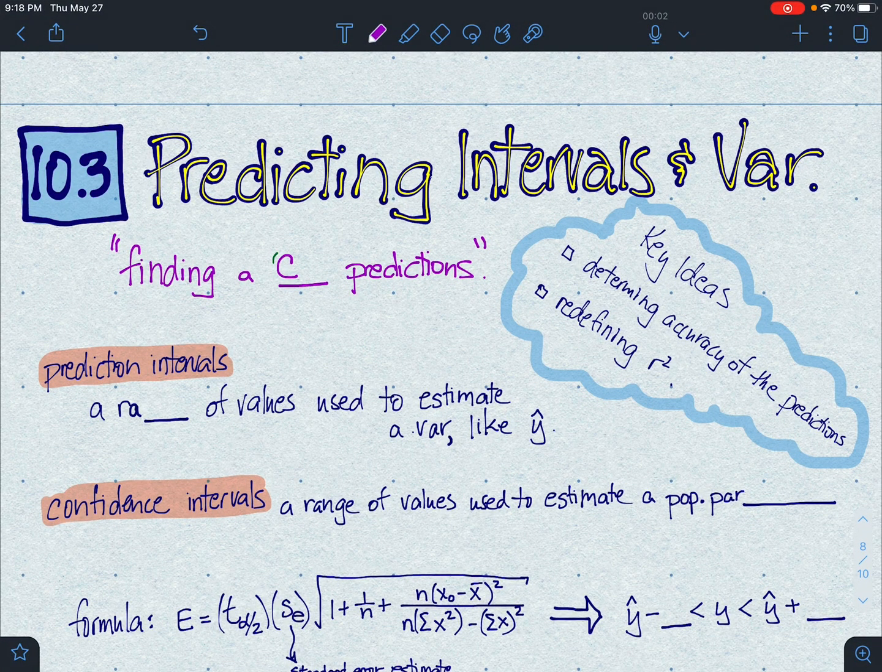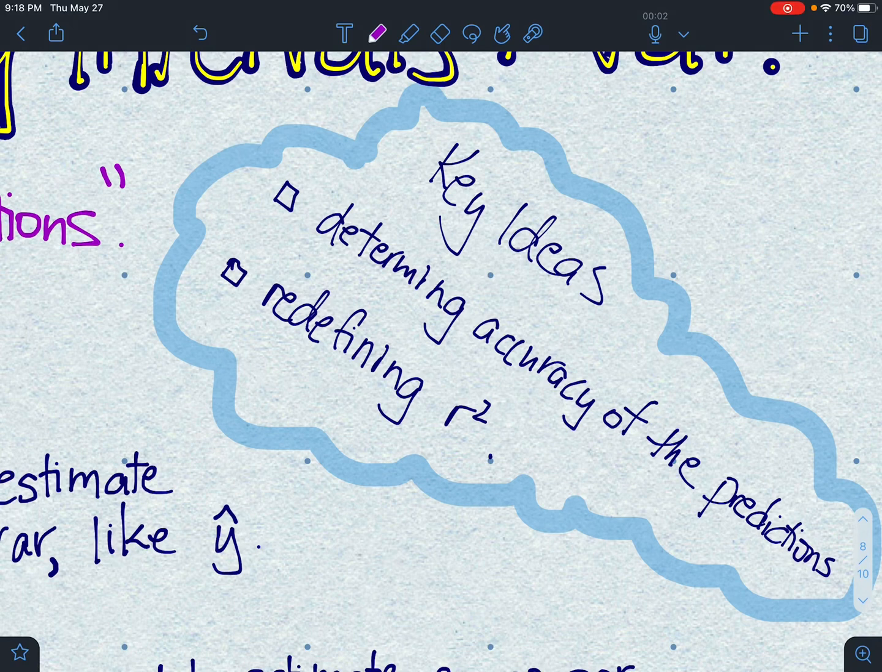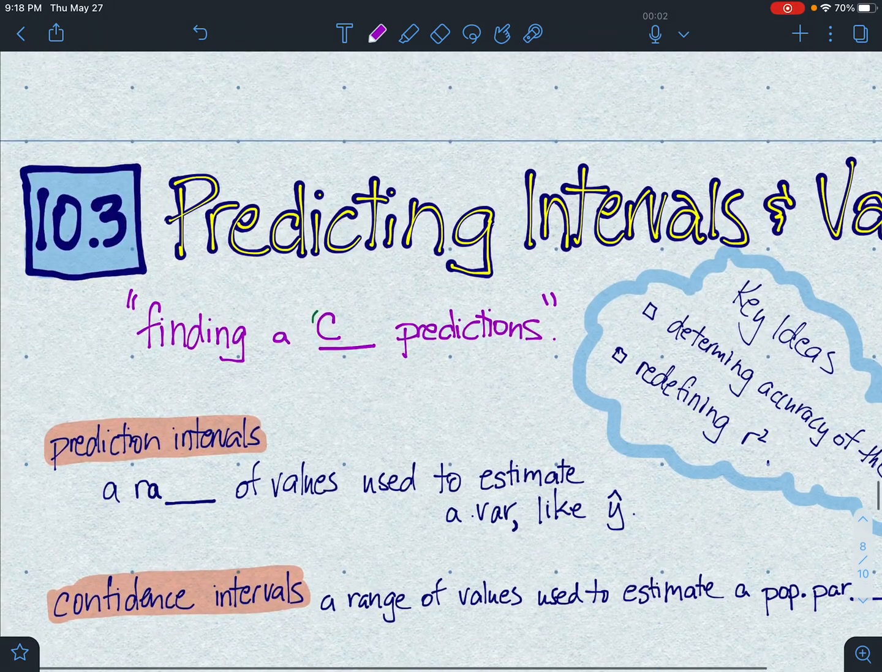All right, 10.3, predicting intervals and some variance. We're going to look at the accuracy of our predictions. That is, not that we doubt y hat and what the regression equation can do, but there's always this sense of uncertainty. How precise is it?